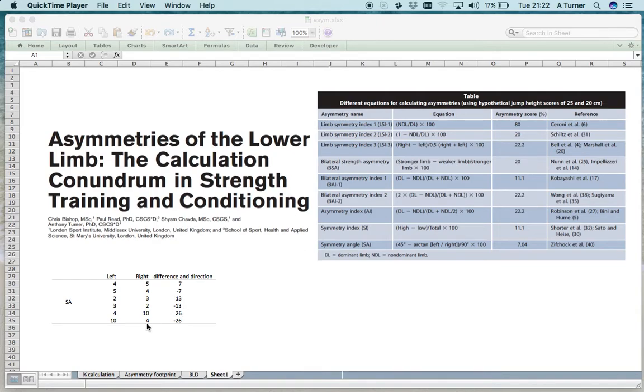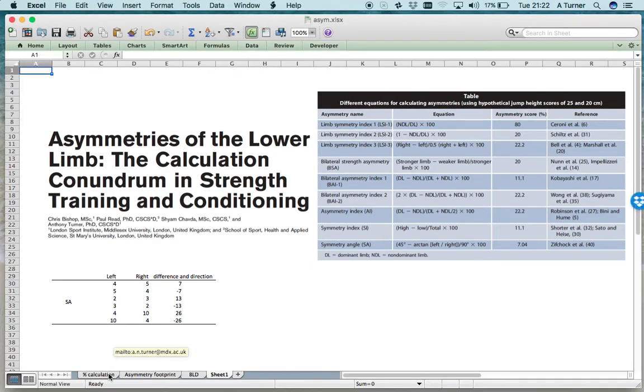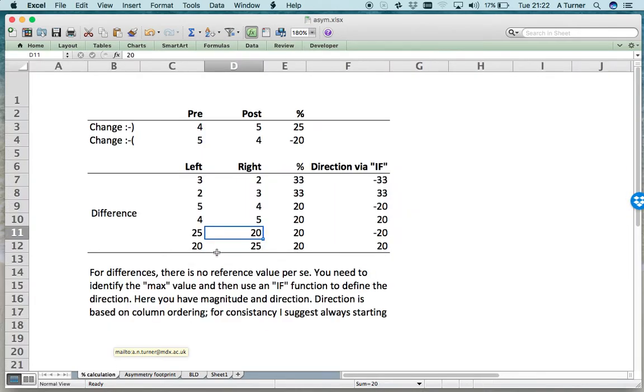So really there's only one way that differences should be calculated. And if we give this some context, let's say the left leg produces a score of 3 units and the right leg a score of 2 units, the difference between them is 33%. And that's regardless of what way around that asymmetry is. The difference remains at 33%. Equally, the difference between 25 and 20 or 20 and 25, the difference is still 20%.